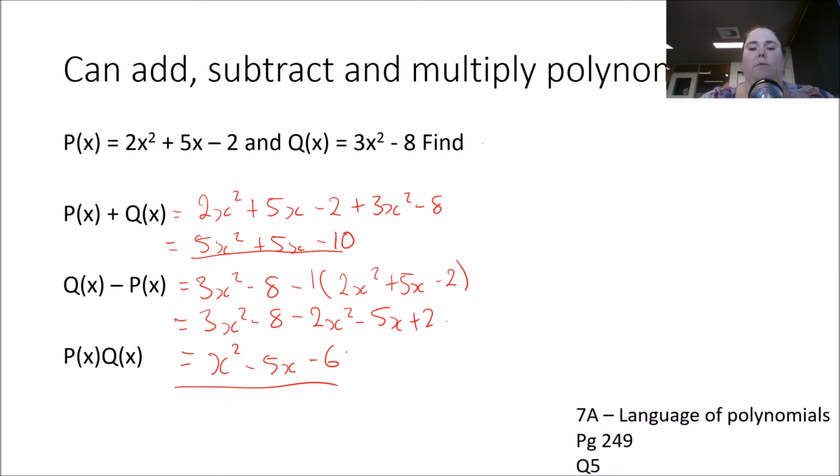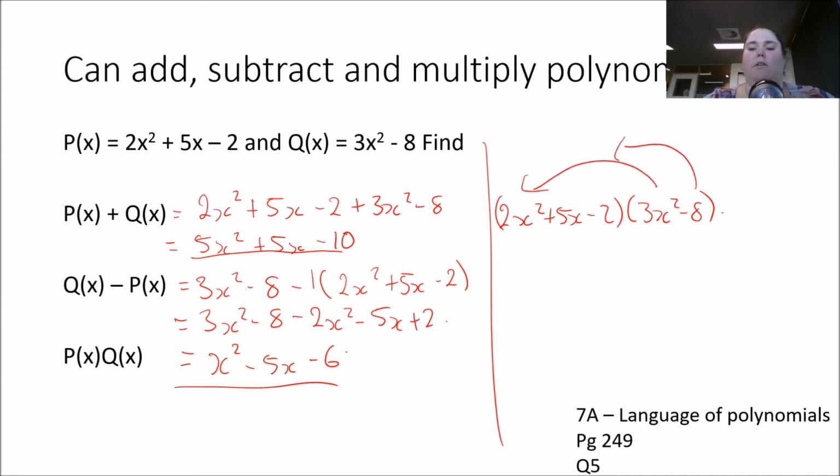And timesing them. Timesing them just means I'm going to expand out some brackets. I just have extra terms in there, a slightly bigger expansion. We're going to do 3x times everything there, then negative 8 times everything there. So 6x to the 4 plus 15x cubed minus 6x squared. I'm going to have to go on to the next line. Bad planning on my behalf. That's a minus 40x plus 16. Oh, no, I didn't. Good job, me.